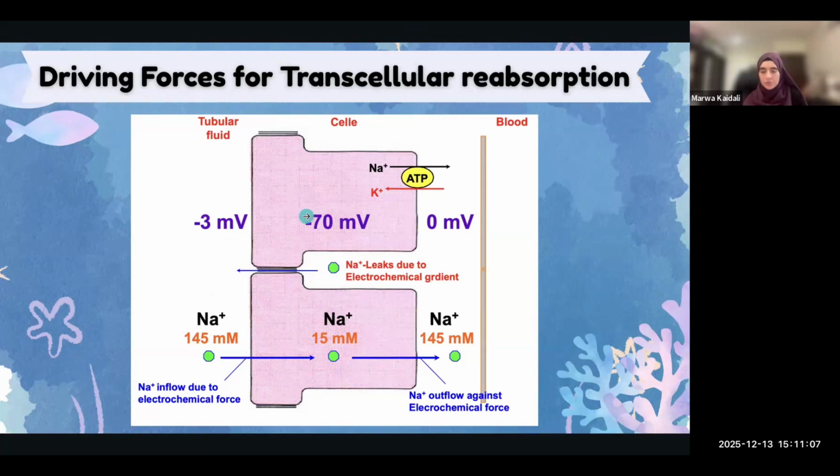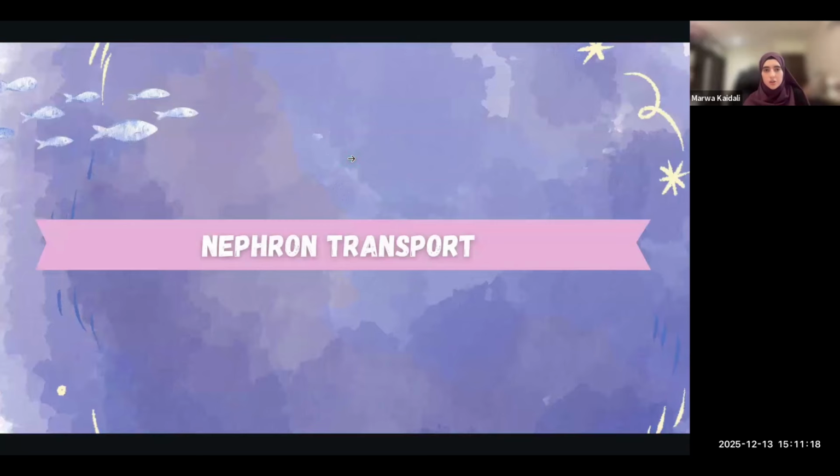We're going to see examples later on of how these driving forces work, but this is just a general overview. Okay, so is it clear for everyone so far? Because we're going to go into our next part, which is the nephron transports. So is everything clear? Okay, thank you.